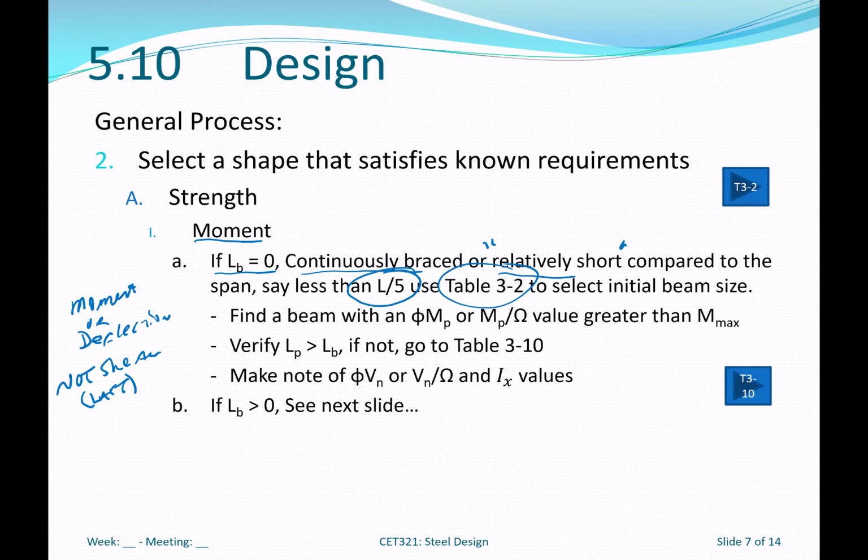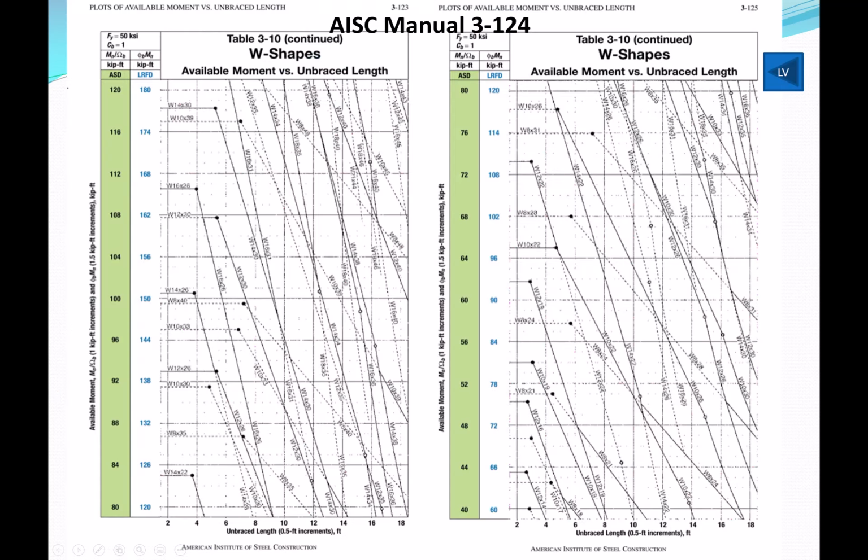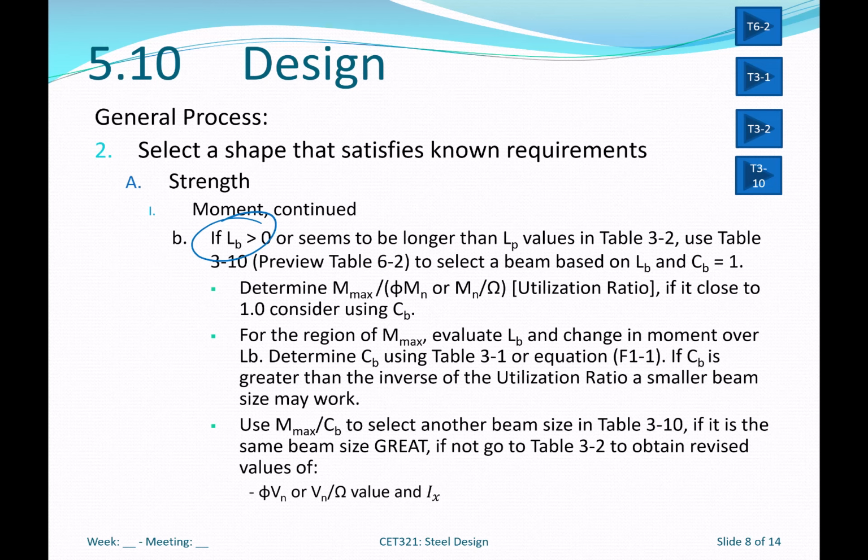Okay? If we have a larger unbraced length, then we have to go to table 3-10, right? And this is where you see the curves of each beam size plotted for the continuum changing in unbraced length. Okay? So now if LB is greater than 0, or it seems like that's longer than LP, we can start with table 3-2, but we're most likely going to go to table 3-10.